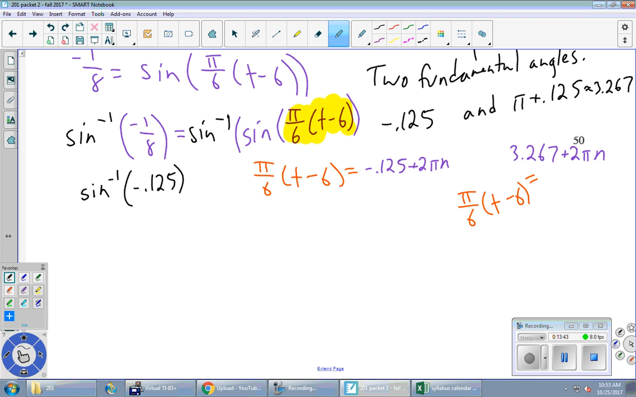Okay, so now let's finish. I don't know if there's enough room on your page for this, but if you just look at the bottom, push the extend page button, you get more. Thank you. All right, so trying to get the t by itself. So instead of dividing by pi over 6, let's multiply by the reciprocal. So this becomes t minus 6 equals negative 0.125 plus 2 pi n, the whole thing times 6 over pi. Okay, so reciprocal on both sides.